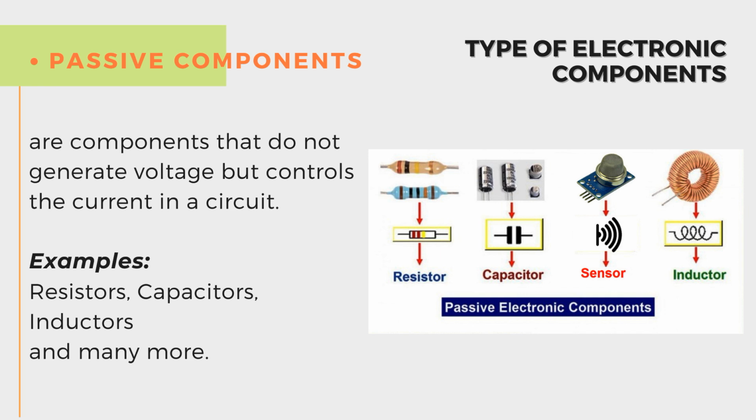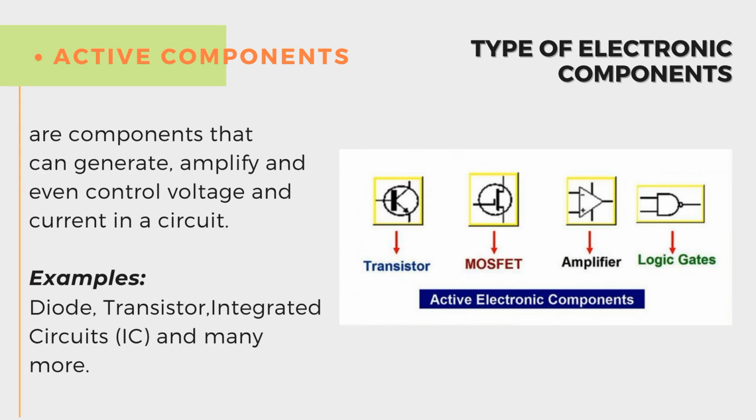1. Passive components or devices are components that do not generate voltage but control the current in a circuit. Examples: resistors, capacitors, inductors and many more. 2. Active components or devices are components that can generate, amplify and even control voltage and current in a circuit. Examples: diode, transistor, integrated circuits, IC, and many more.